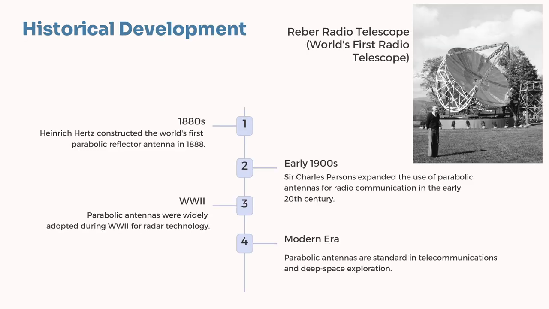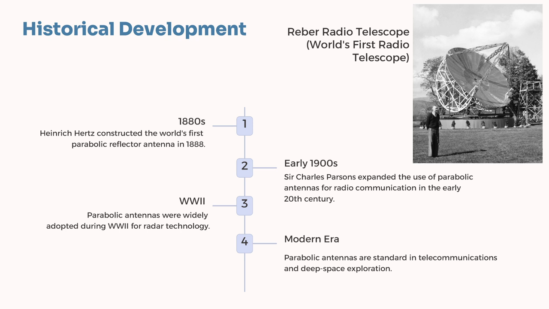Let's take a quick journey through the history of parabolic antennas. It all began in the 1880s with Heinrich Hertz, the scientist known for proving the existence of electromagnetic waves. Hertz used a parabolic antenna in his experiments, marking the early stages of this technology. Fast forward to the early 20th century, and we have Sir Charles Parsons. He saw the potential of parabolic antennas for radio communication, expanding their use beyond just experiments to practical applications.